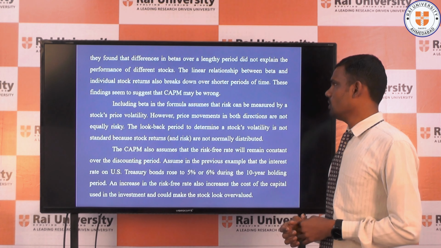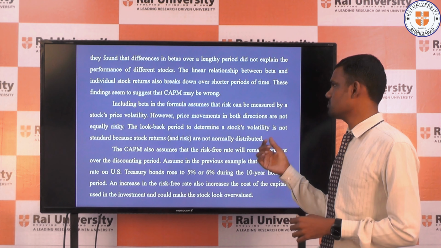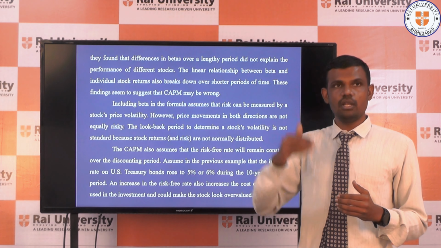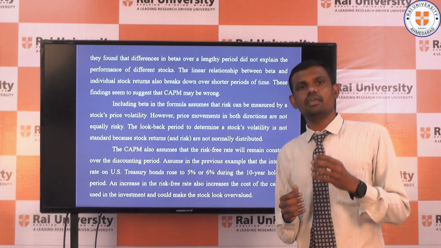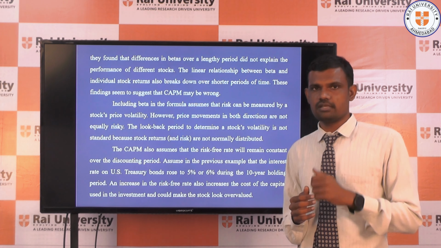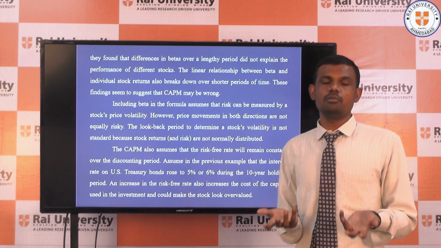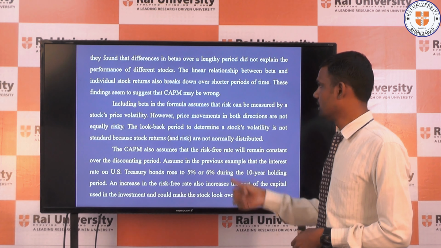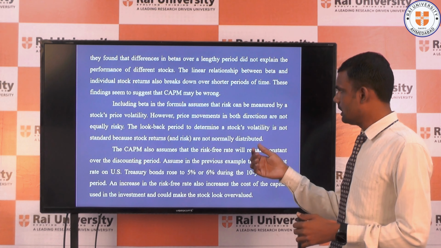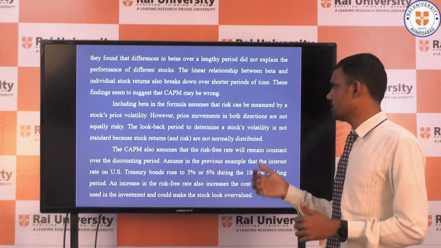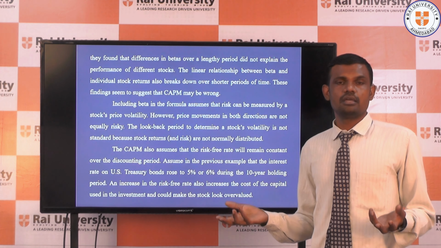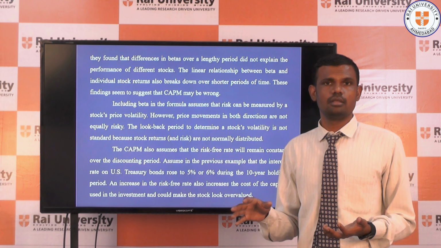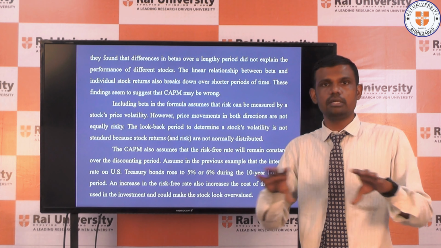Now including beta in the formula assumes the risk can be measured by a stock's price volatility. However, price movements in both directions are not equally risky. So again, beta also indicates volatility. But as an investor, let's say someone having a long position, they have already bought some shares. So at that time, on the long side, beta will be good. But on the downside or short side, beta cannot be good. So this is possible for any firm. The look-back period to determine stock volatility is not standard because stock returns are not normally distributed. We see many times returns are not certain, and each and every year they are not equal. So we cannot fit one criterion for all time periods.